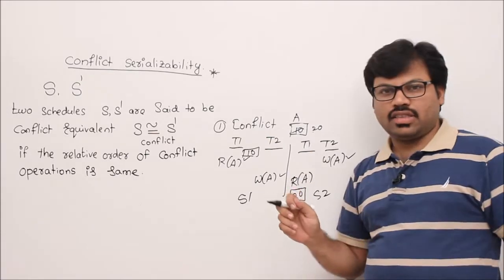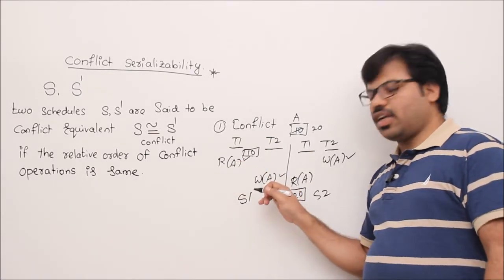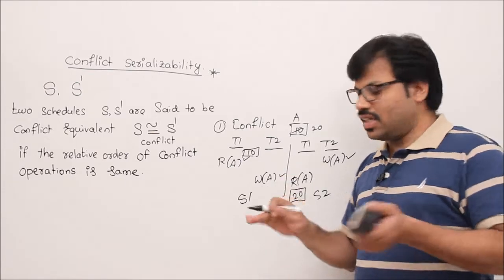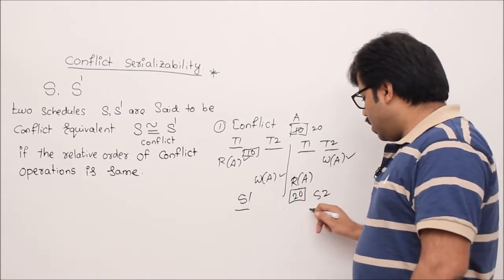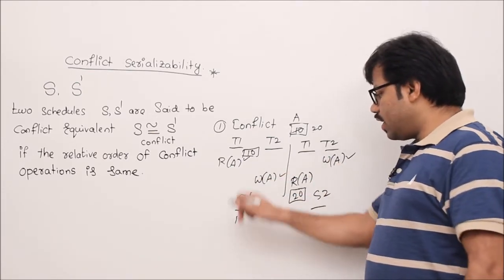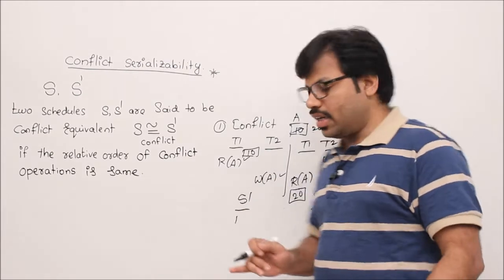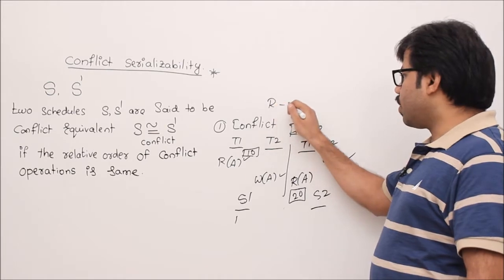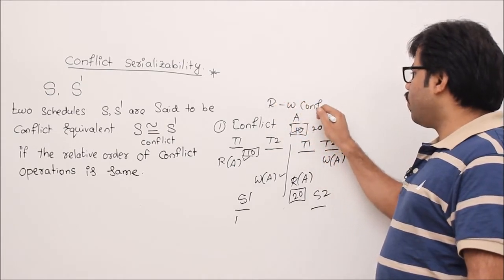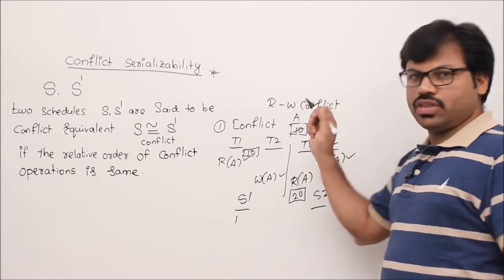So let's summarize it. Whenever you have a read operation and a write operation, and their relative order is changed in another schedule, then this first schedule and the modified schedule are definitely not the same. This is called a read-write conflict. That is the meaning of read-write conflict. I am going to use it.